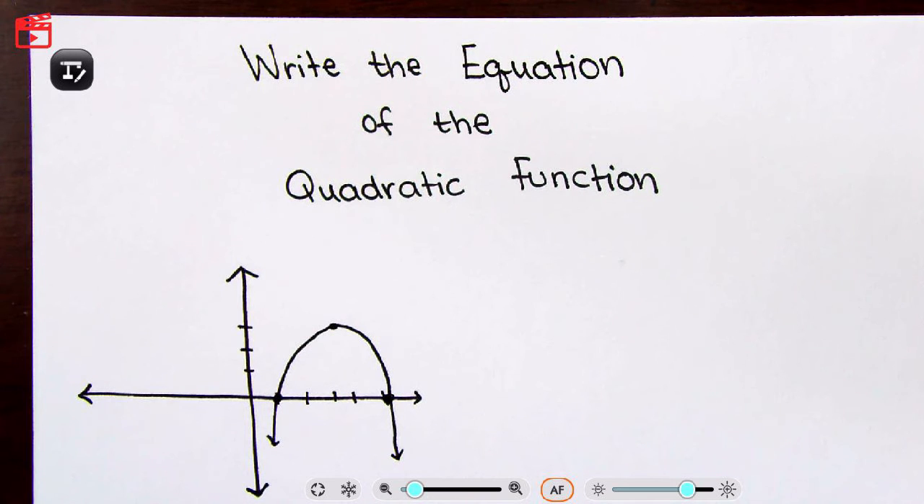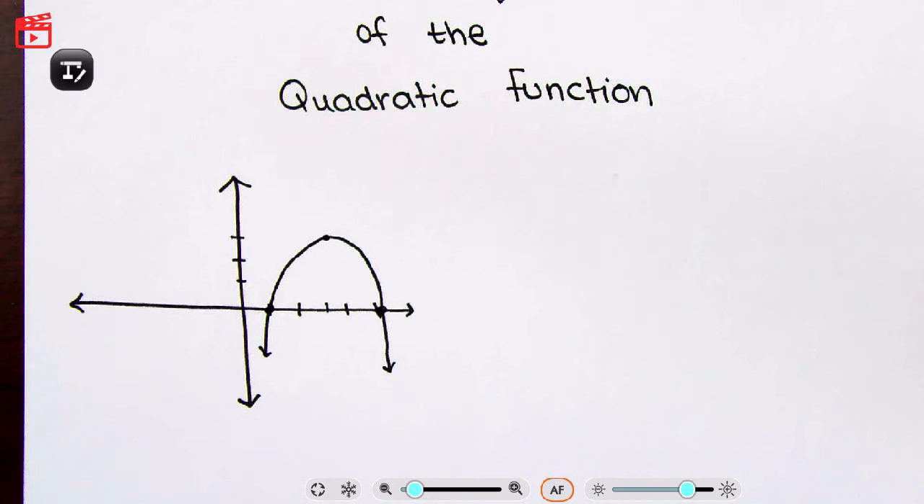In this video we are writing the equation of a quadratic function. Now these are given sketches to us of a quadratic function and we're going to write the equation for that. Before we begin, go ahead and take a moment to sketch this one out. So I'm going to go ahead and label these points for you so that way you can sketch them out.